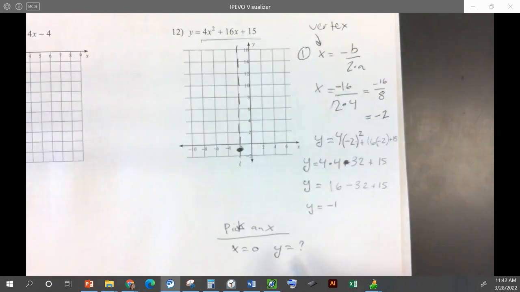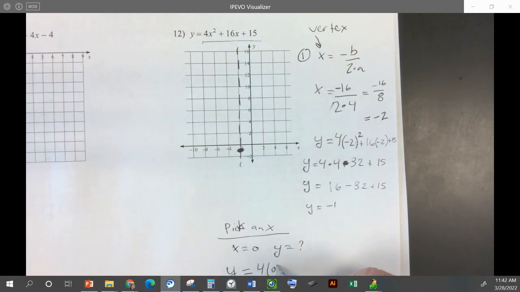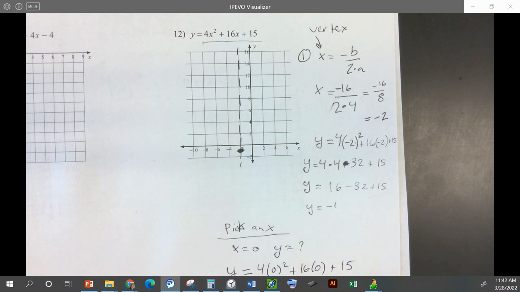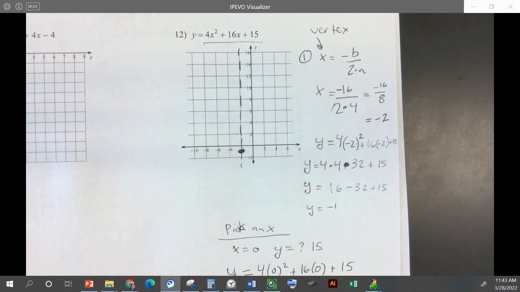So I'm going to go back to my formula for y. Y is 4 times 0 squared plus 16 times 0 plus 15. Can you guys see how that makes our lives easier if we pick 0? Okay. All right, now we're going to simplify. Find y. So 0 times anything is 0, plus 0 times 16, that's still 0, plus 15. So when I pick x is 0, then y is 15. So my second point, that's not my vertex, is 0, 15.